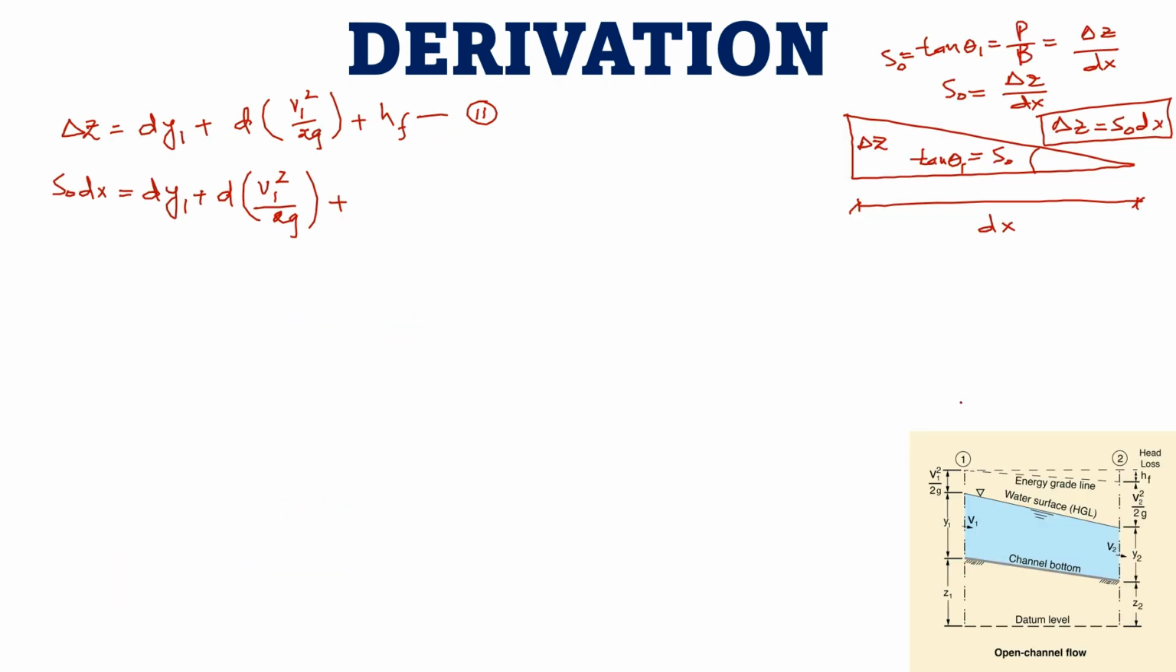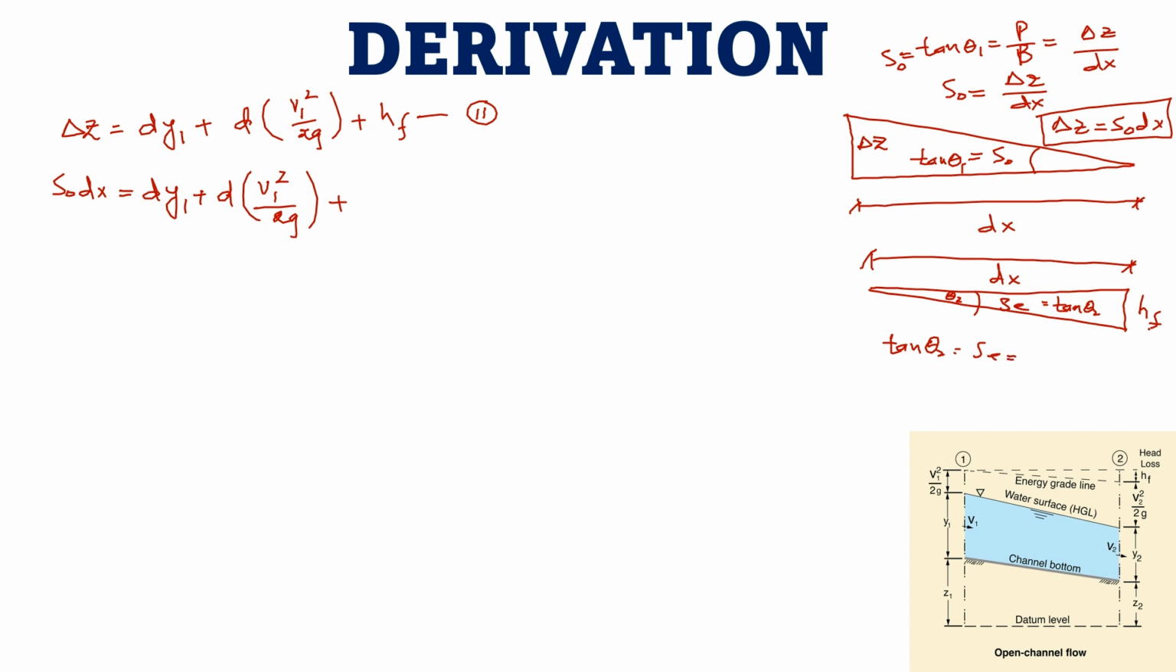So again, we will draw a triangle with a different scenario. This is HF, head loss, between section 1 and 2. This is the line with the slope of SE because this is the energy line. And this is again the distance between section 1 and section 2 as dx. Now again apply tan theta 2 here. So tan theta 2 will be equal to the slope of the energy line, so it is equal to SE.